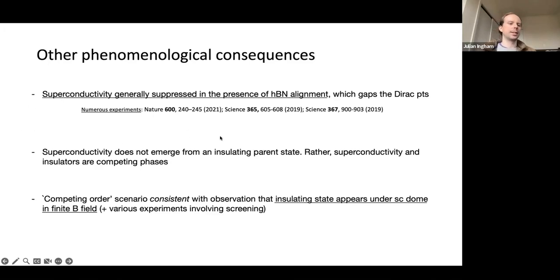Superconductivity in this theory doesn't emerge from an insulating parent state. Rather, as I've described, the insulators and superconductors are competing phases.